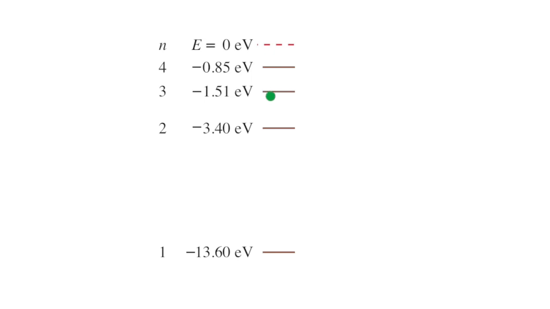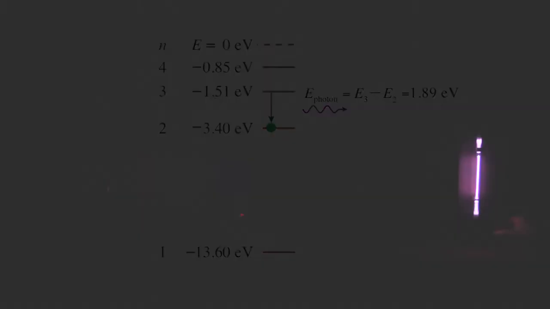If we look at the difference between the energy for state n = 3 and state n = 2, the difference is 1.89 electron volts. That is the energy of the photon that's emitted. And so that transition corresponds to the red line in the hydrogen spectrum.